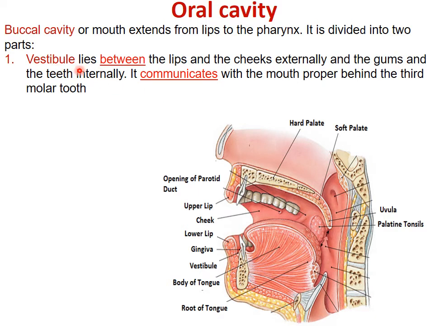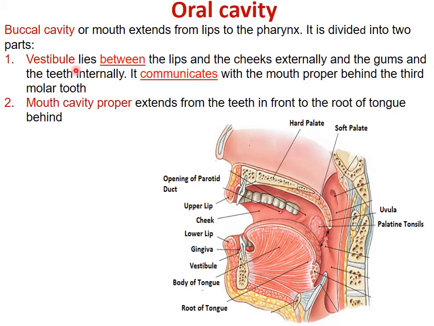So the vestibular part, and the second part is the mouth cavity proper. Vestibule is the space between the lip and the cheek. Can you see this small space between the teeth and the lip? The space between the lower lip and the teeth is called the vestibule. And this space is not only along the anterior part, between the teeth and the upper lip, but it is circulating all along the teeth and the cheek.